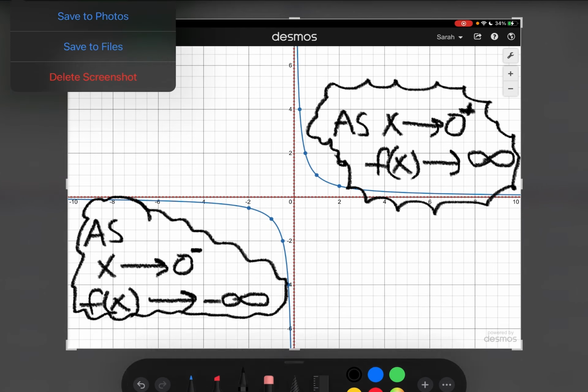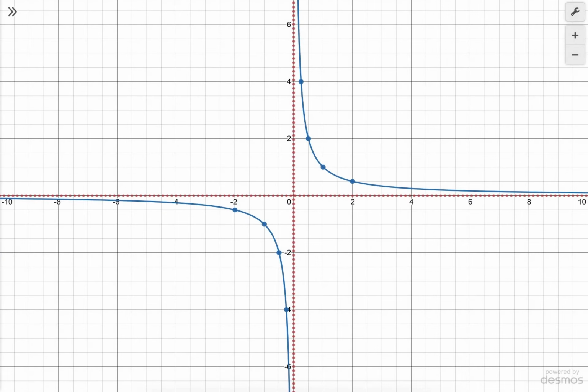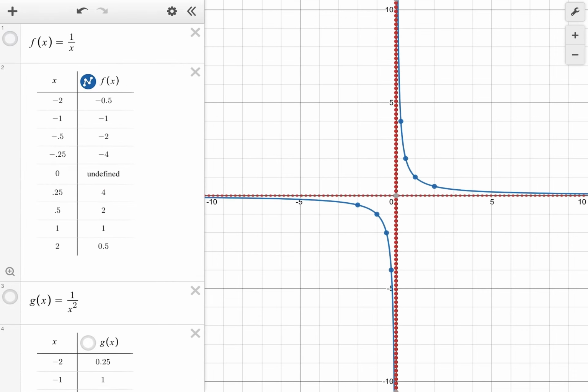And what you're describing here with that notation is you're describing this vertical asymptote. You're describing what happens here. So this is one example. This is our reciprocal function.